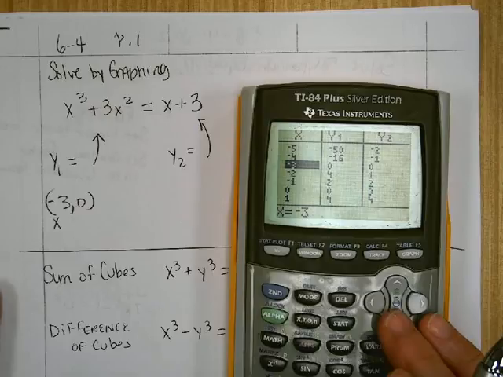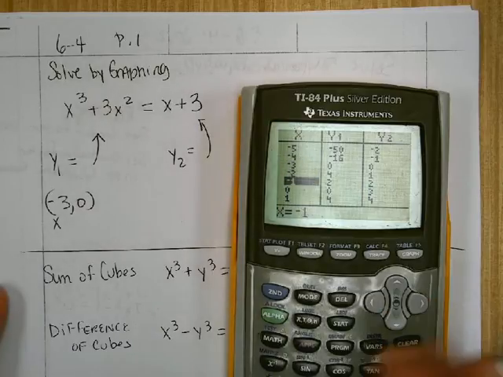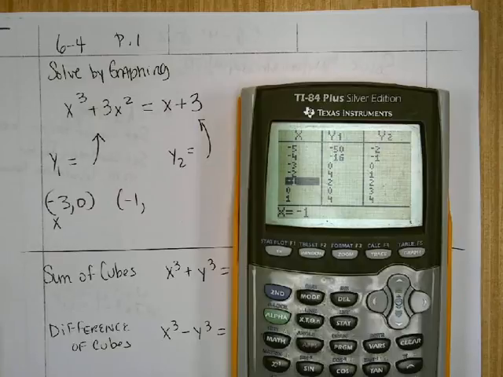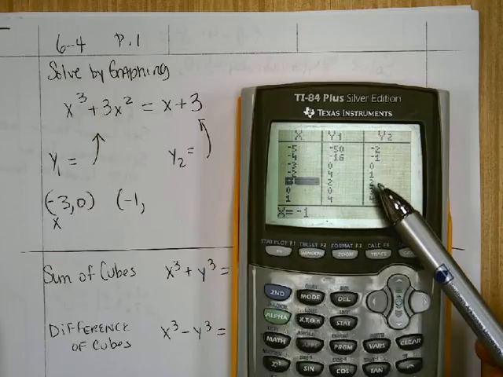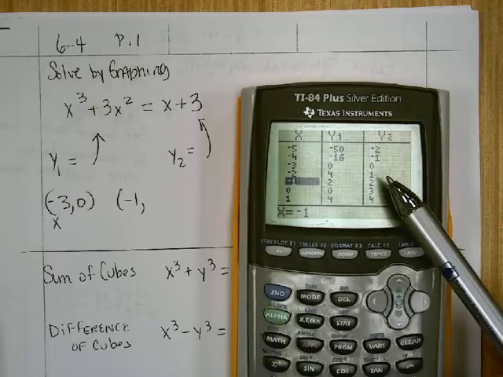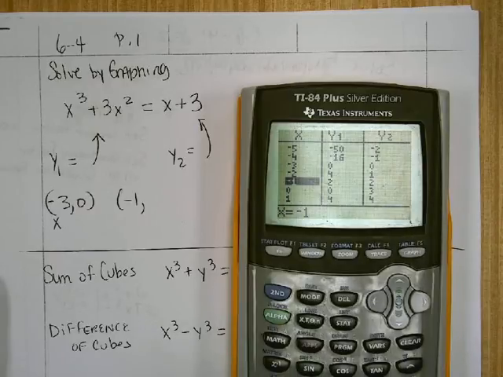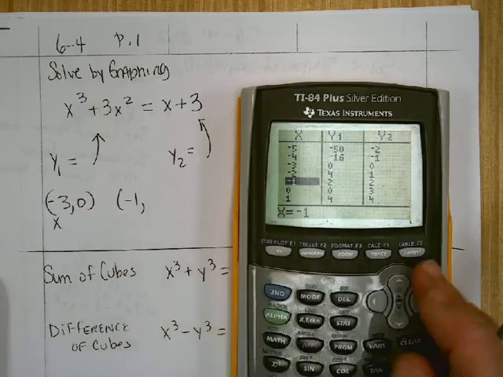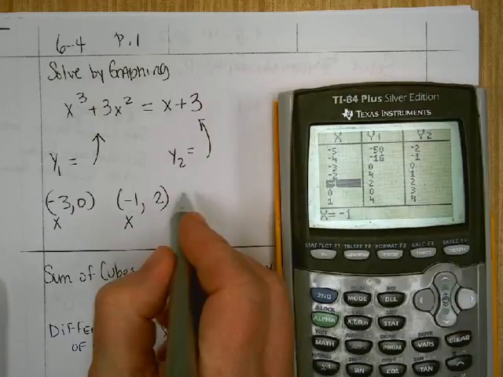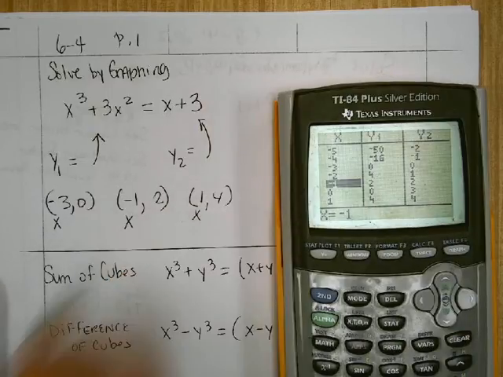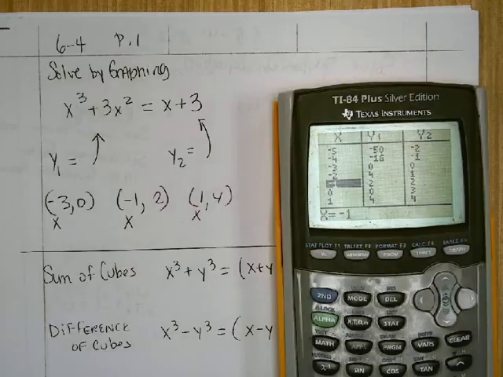Is there another place? No, it's when the two y values are the same. I know, but on that screen at least it looks like it happened. No, it happened when it doesn't on 5. Okay. -1 and 2. And then what's the other one? 1 and 4. Okay, so what are the 3 answers for this? -3, -1, and 4. Okay.